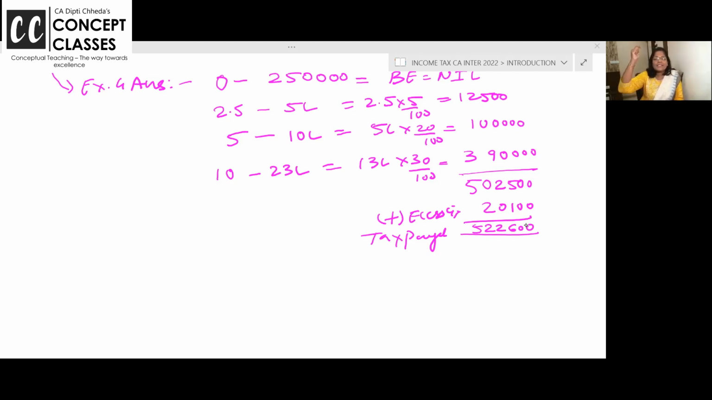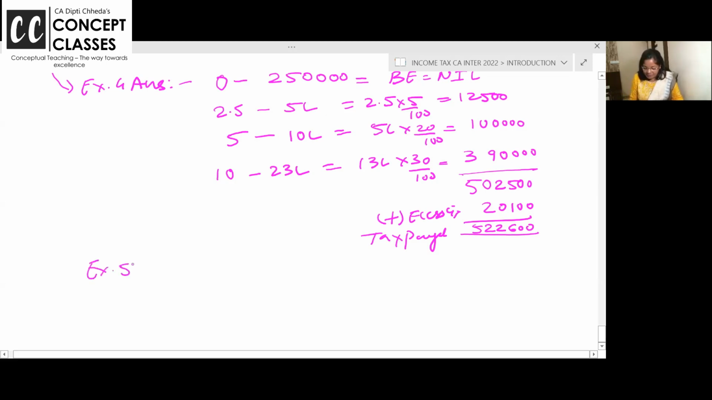Ma'am, 23 lakhs income, 23 lakhs ka 30%? That will be flat rate. Individuals are paying tax as per the slab rates. Okay. All of you are saying we also got the same answer. Rohit, Rahul, all of your answers are correct. Great to see that.